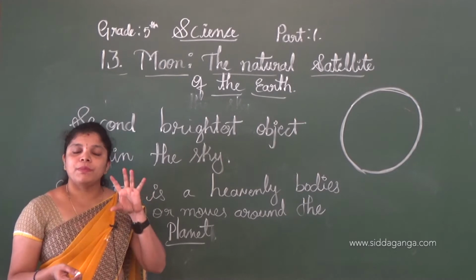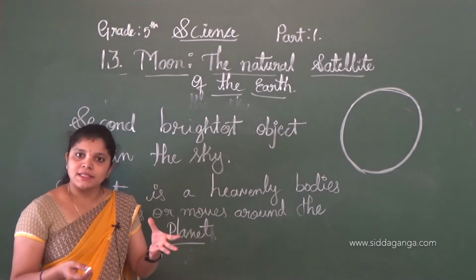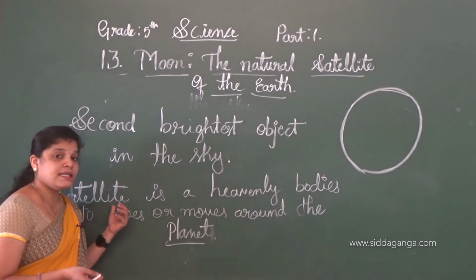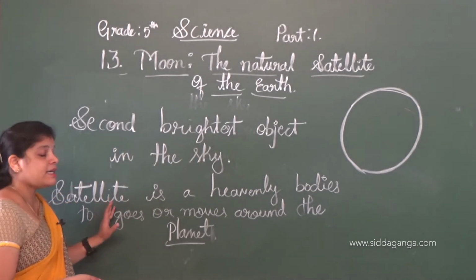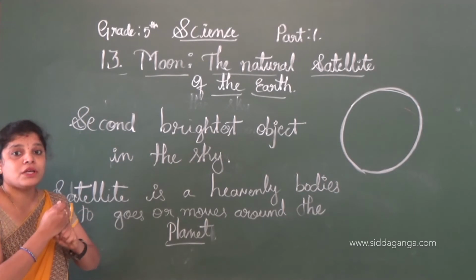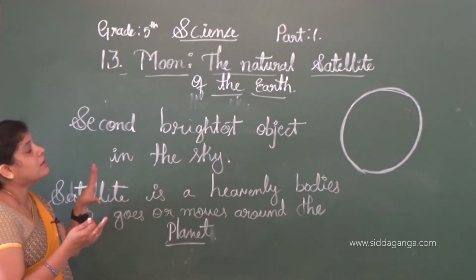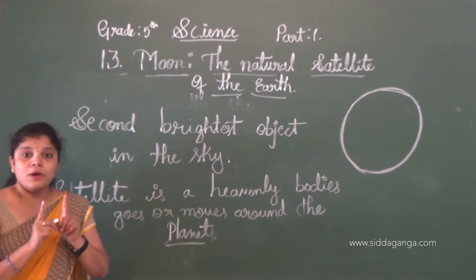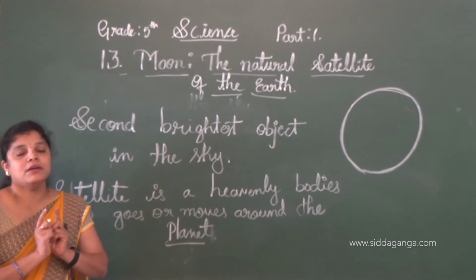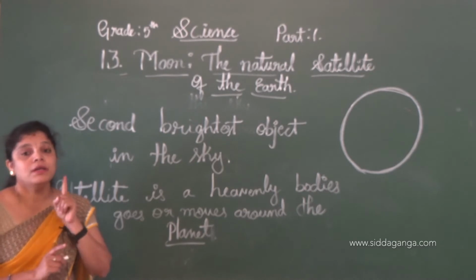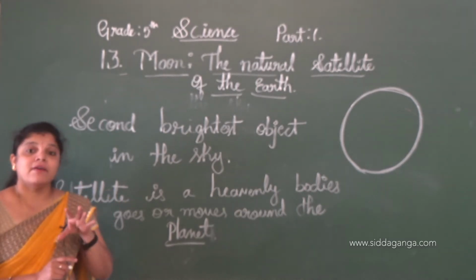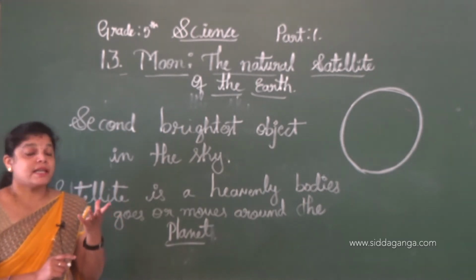So, you know, a planet always goes around the sun, but a satellite always goes around the planet. So what does a satellite do? It goes around the planet. The moon is the only natural satellite of the earth. But other planets have many satellites.